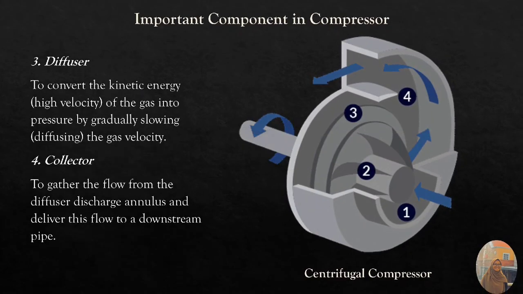Next is the diffuser. The diffuser is used to convert the kinetic energy of the high velocity gas into pressure by gradually slowing the gas velocity. Lastly is the collector. The collector gathers the flow from the diffuser discharge annulus and delivers this flow to a downstream pipe.